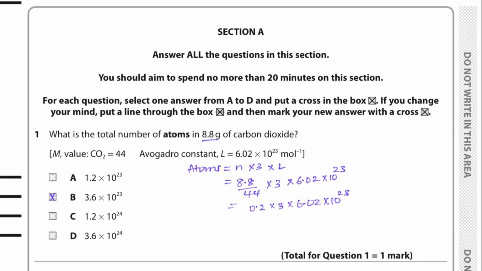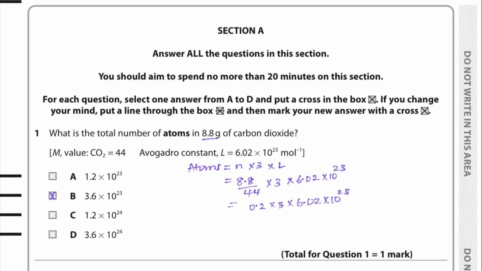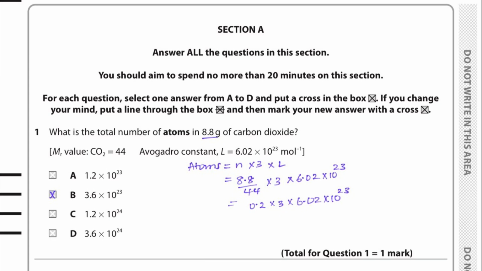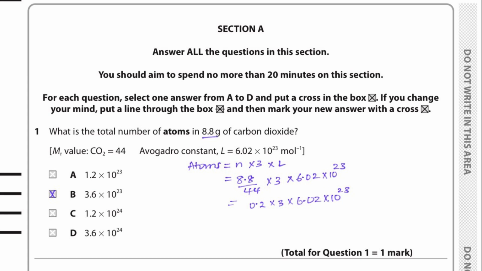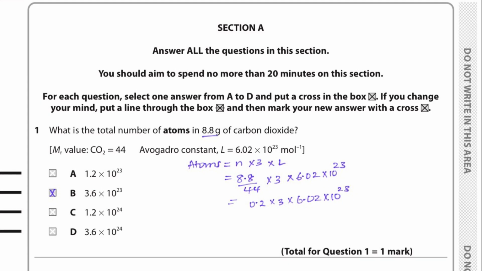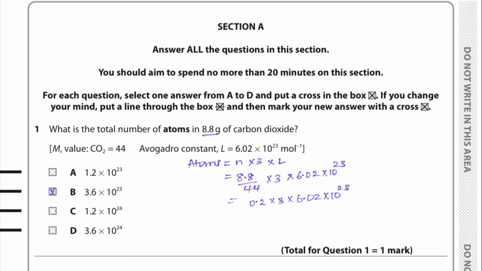Now every CO2 molecule contains 3 atoms, 1 carbon and 2 oxygen atoms. So 0.2 multiplied by 3 gives 0.6 moles of atoms. Then we multiply by Avogadro's constant. We get approximately 3.6 times 10 to the power of 23. The final answer is therefore B.